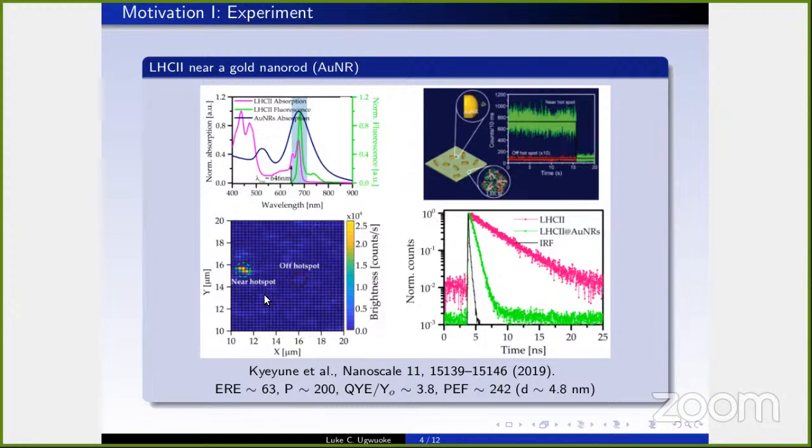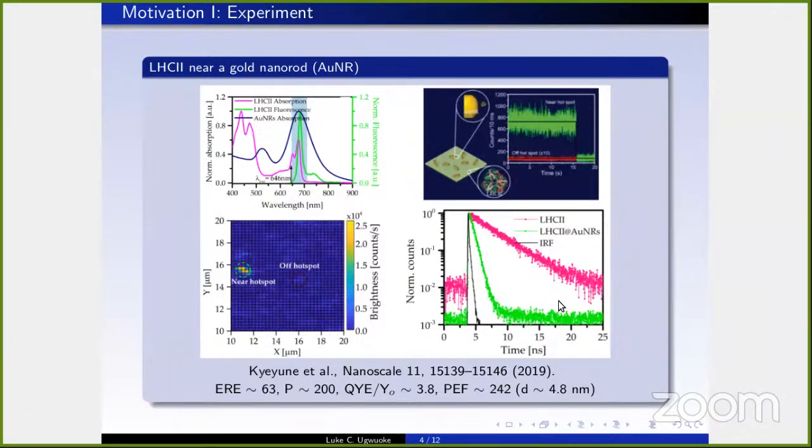So you see this raster scan here also showing that complexes near the hotspots of the nanorods are more bright. Okay, they're brighter compared to complexes that are off the hotspots. And hotspots are basically regions where the concentration of the surface charges around the nanostructure is such that it leads to this so-called lightning rod effect, where the scattered field intensity is very high. So these regions are usually called hotspots.